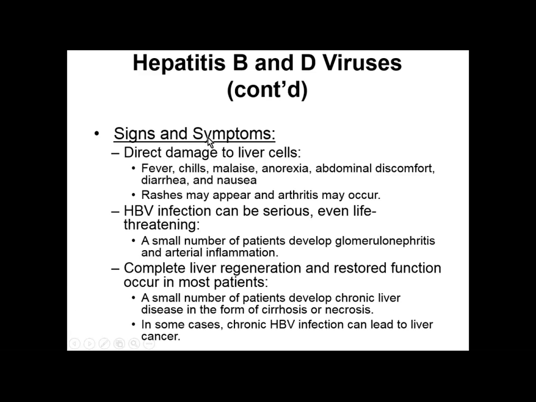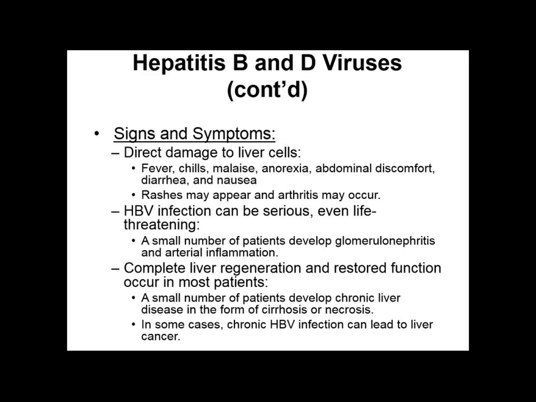Some of that is associated with the diarrhea that accompanies infection, and some of this is associated with the lack of bile production. That lack of bile production makes it more difficult to absorb lipids in the digestive tract. There are some rashes that can be associated with Hep B and Hep D, and arthritis-like symptoms as well. The hepatitis B infection can be serious, even life-threatening. This is an infection that should not be taken lightly.